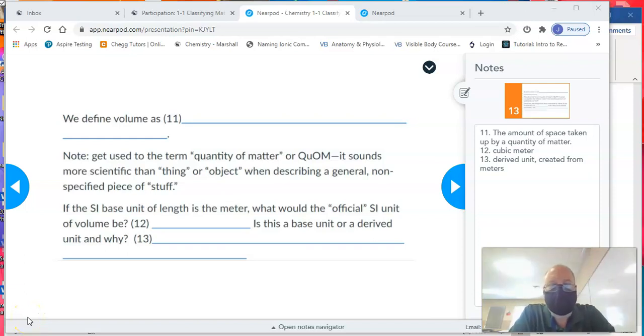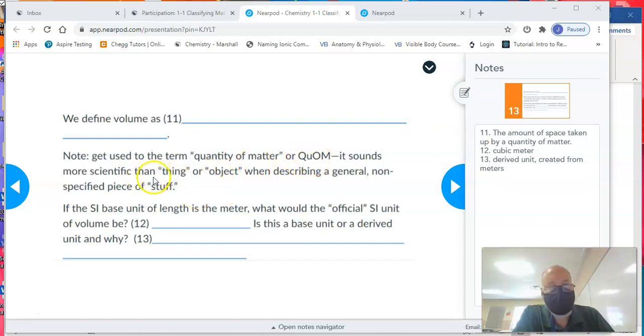Okay, so now we've finished defining matter and mass. Let's define volume as well. And you can see over here in 11, I've said that volume is the amount of space taken up by a quantity of matter. Okay, and I want you to get used to the term quantity of matter, so we're going to abbreviate it QUAM.